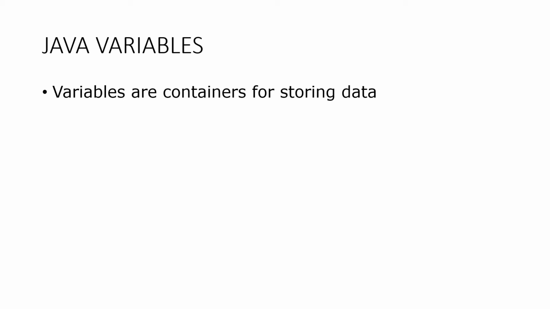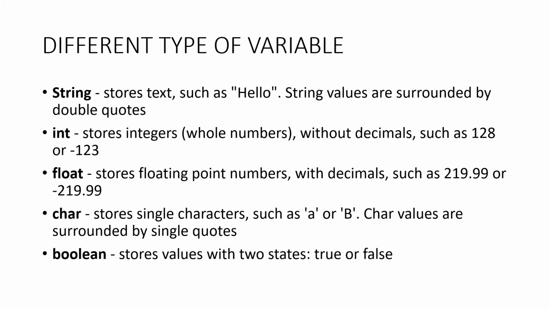See, as you know, variables are fundamental concepts in any programming language. Variables are containers for storing data. In Java, there are different types of variables available. They are string, int, float, character, and boolean. String stores text, for example, hello. You need to understand string values are surrounded by double quotes.